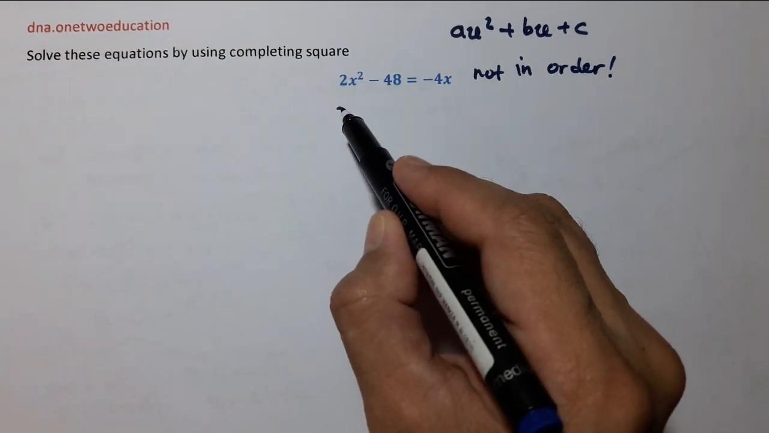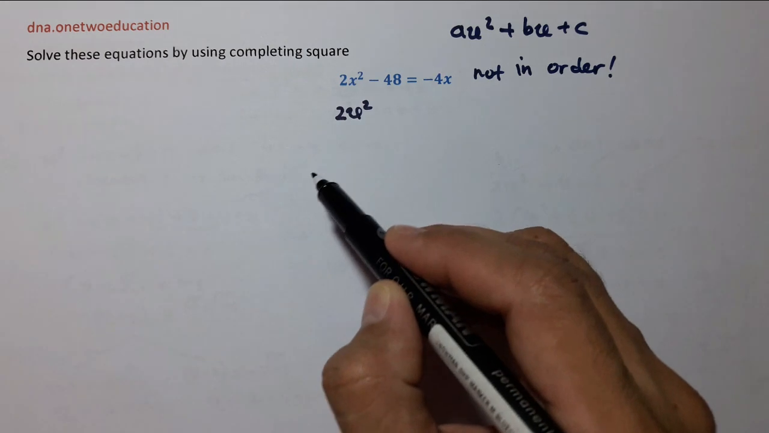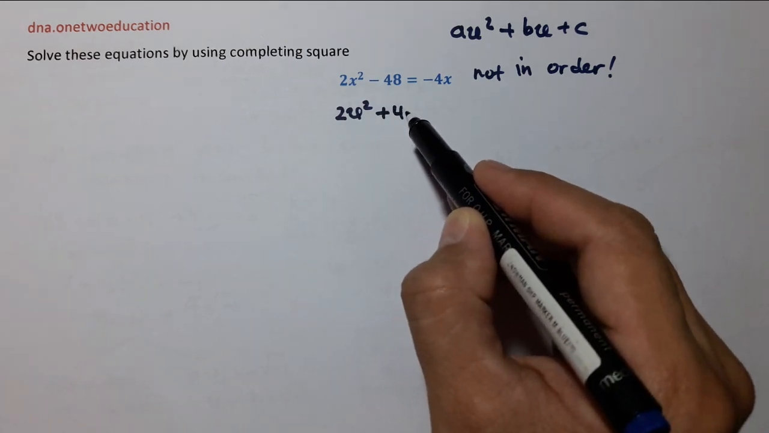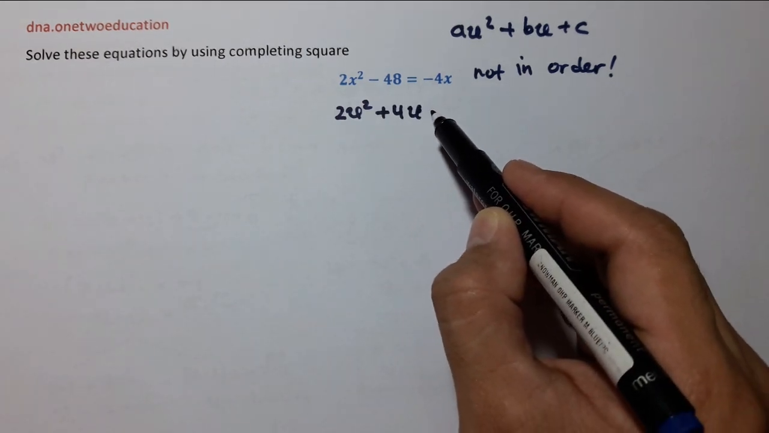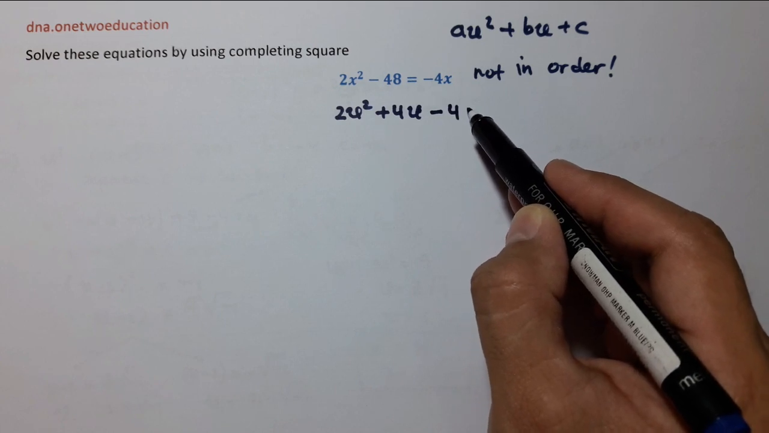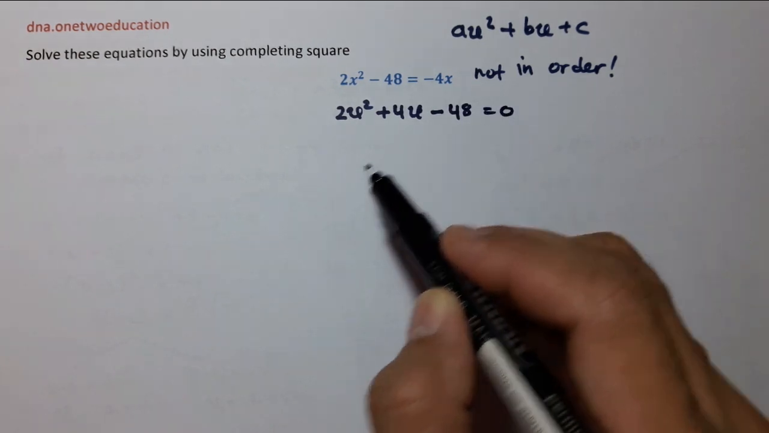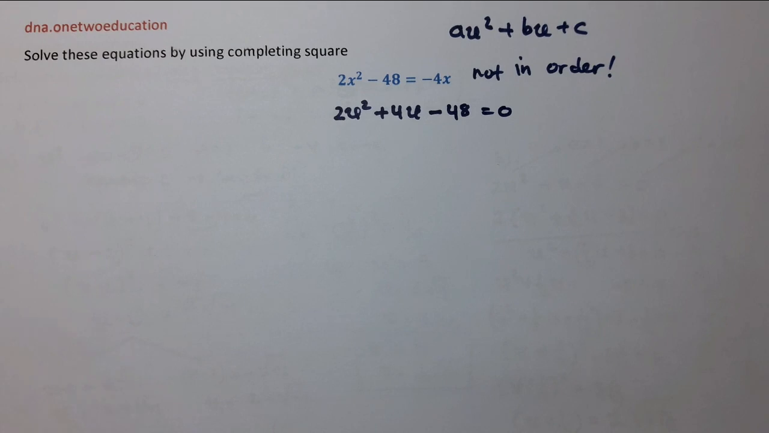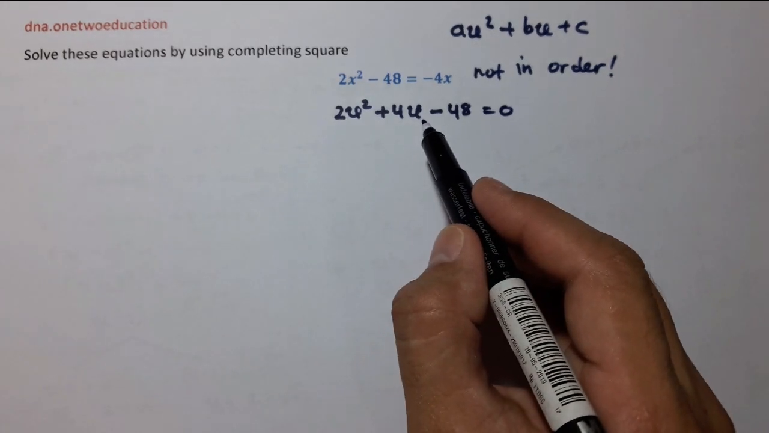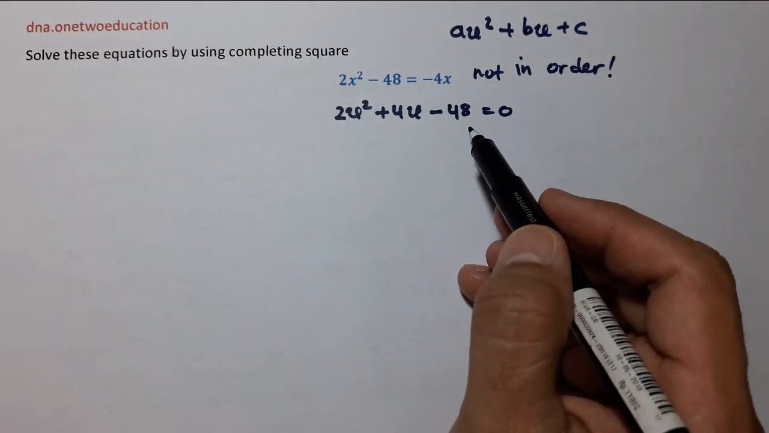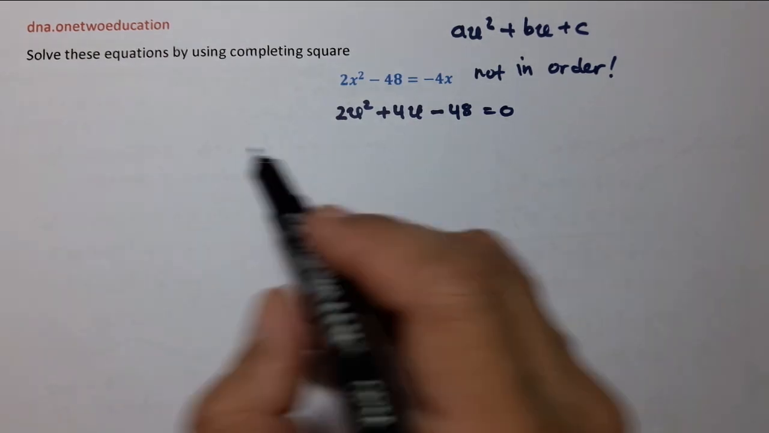So 2x squared plus 4x minus 48 equals 0, right? This is very easy, right? 2x squared plus 4x minus 48 equals 0. Okay, everyone, completing the square.